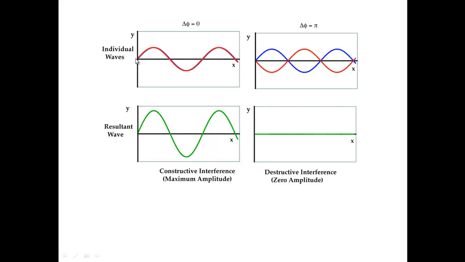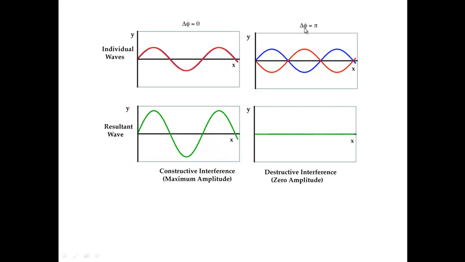Let's graphically just illustrate this. On the left-hand side, we see that we're adding together two individual waves that have a phase difference of 0. They're right on top of each other. In fact, you can probably not even tell that there are two waves there. But there's a red one and a blue one that overlap. And when we add them together, we get the same sort of wave, but now with twice the amplitude. And this is constructive interference. The sum is greater than either wave alone.